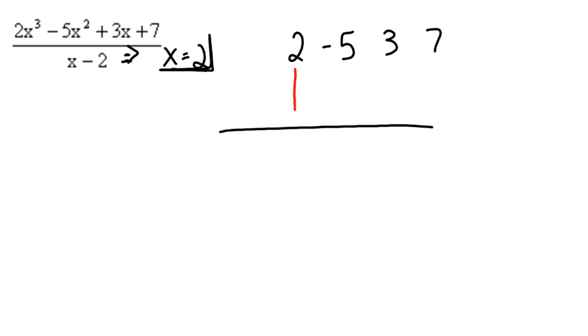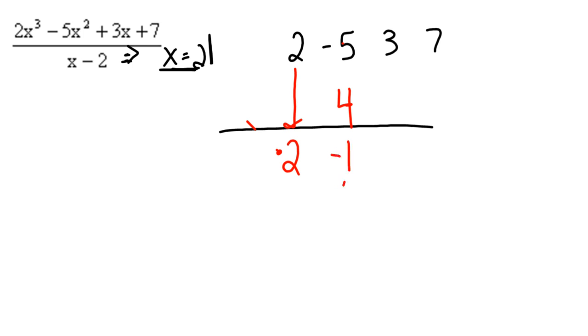First thing we do is we bring our 2 straight down. So I'm going to throw my 2 there. Okay, next thing I do is I take this 2, and I multiply it by my root. So 2 times 2 is 4. Which is simple enough. Don't need this line anymore. If I combine these two terms now, negative 5 and 4 gives me a negative 1.